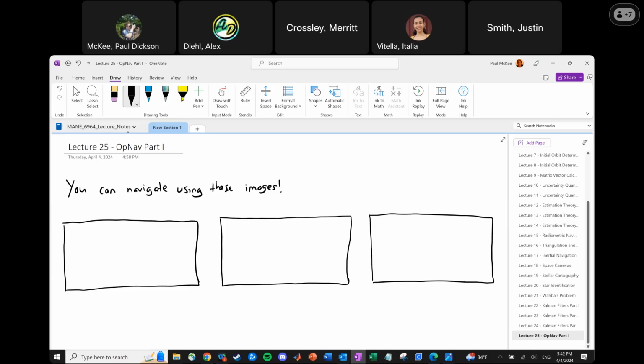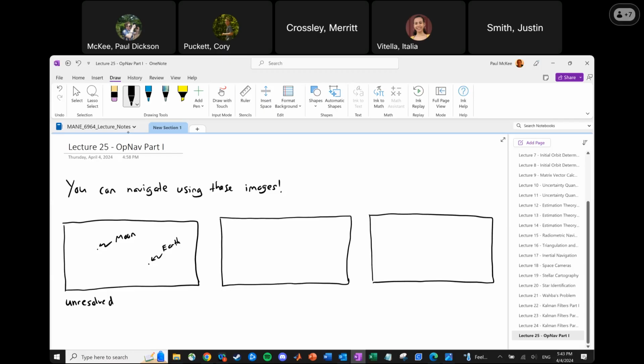So I'm going to draw an unresolved image where you've got a dot and then another dot, and you know that this dot is the Earth, and you know that this dot is the moon. This single image gives you enough information to estimate your state. How? I'll take a volunteer from the audience. What would you do in the unresolved OpNav regime? You also need time, correct? Okay, I like it. So what would we do with this information?